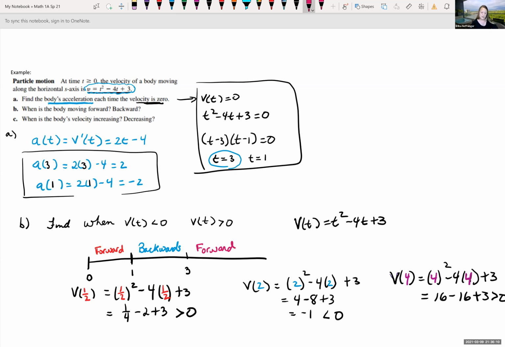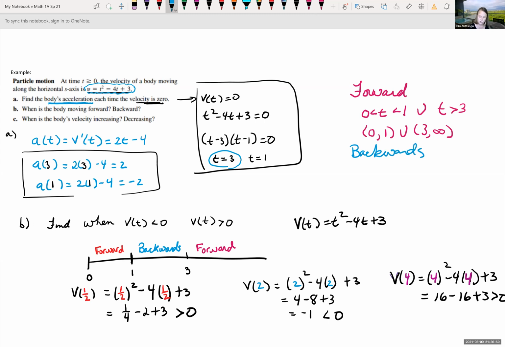So we found out when the body is moving forward and backwards. So maybe we should write that out. So it's going forward on the interval from t is, and there's a couple ways we can write this, 0 is less than t is less than 1, union t is bigger than 3. I would probably normally write that in interval notation, 0 to 1, union 3 to infinity. And then it's moving backwards between 1 and 3, or 1 is less than t is less than 3.